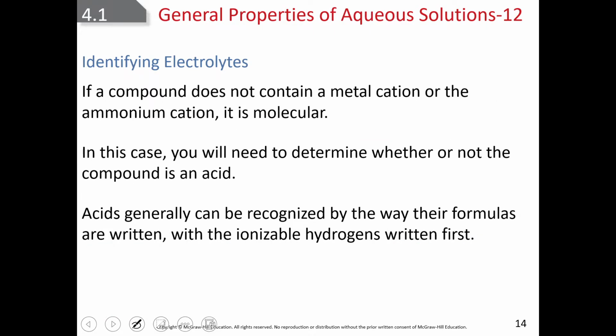If there's no metal cation or the ammonium cation, it is considered molecular, meaning all nonmetals. In this case, you have to determine if it's an acid or not. We can decide if it's an acid just based on the formula. So for example, HCl versus C6H6, these are both compounds that only contain nonmetals. So we can look at HCl and say that is an acid simply because that hydrogen is out front. If there's no hydrogen out front, then it is not an acid.